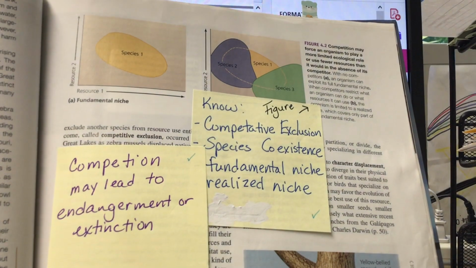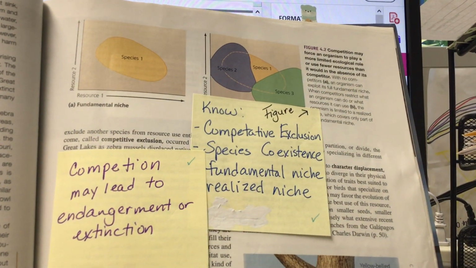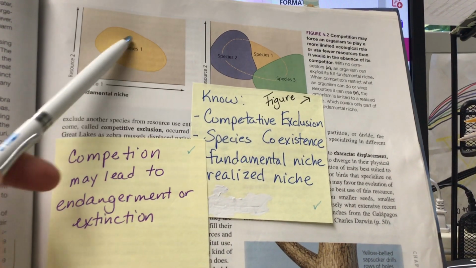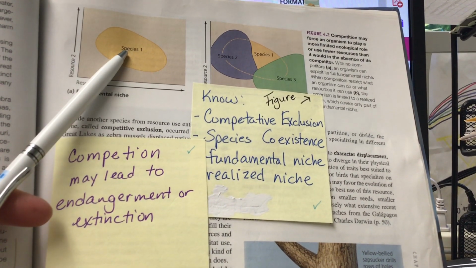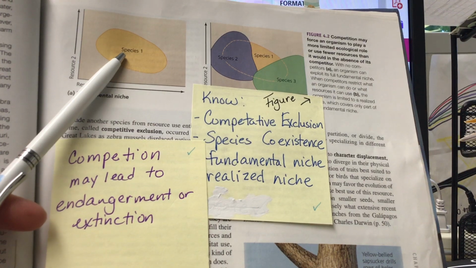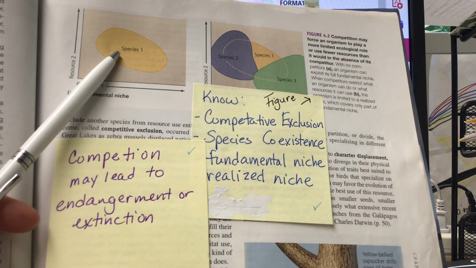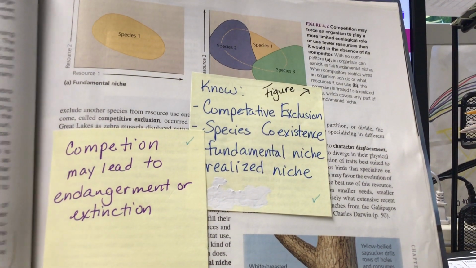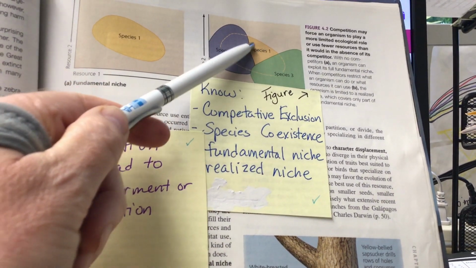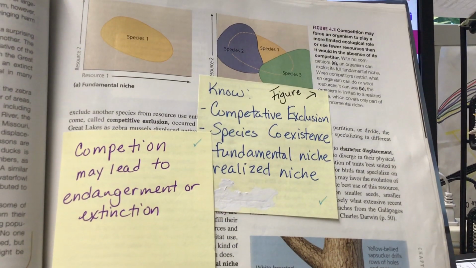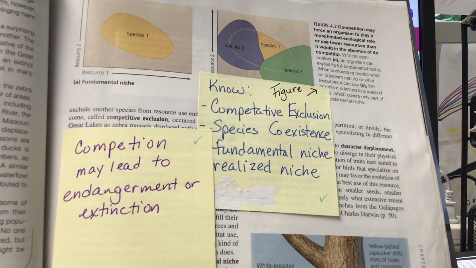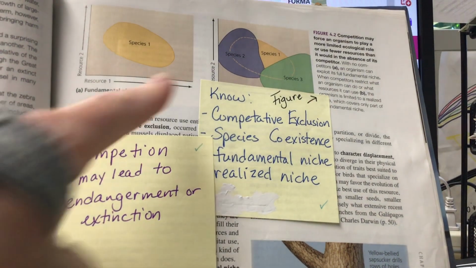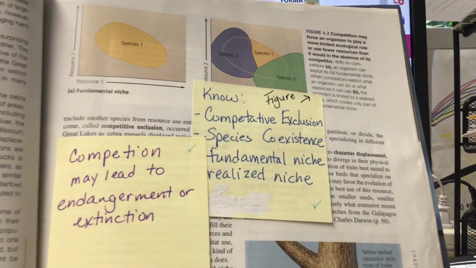Up here, you have competitive exclusion. So if a species' range of tolerance is in here, the things that they can eat or where they can live or the salinity levels in the ocean or the flow rate of the stream or whatever that range of tolerance is, because of competition, it's usually limited to what's called a realized niche. So know these terms on this page.